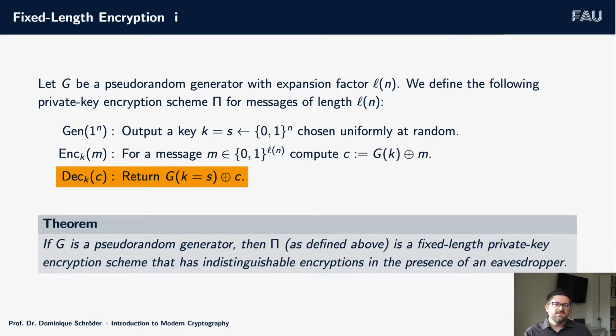The decryption works the other way around, meaning that the decryption algorithm takes as input again the key and also the ciphertext C. Now it evaluates the PRG on this key and XORs the result to the ciphertext. What we will get is the message XORed to the PRG, XORed to the PRG, and these two elements essentially cancel out, and therefore we get the plaintext back.